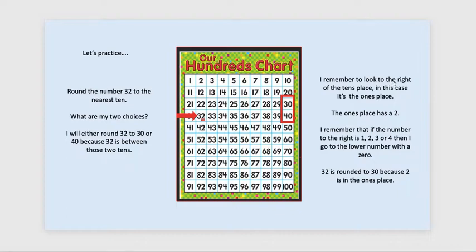I remember the rules, and I look to the right in the ones place, and there's a 2 right here. I've underlined it in red. And I remember that if in the ones place it's 1, 2, 3, or 4, then I go back. I go to the lower number with a 0. So because of this 2, I'm going to go back lower to the 30. 32 is rounded to 30 because of the 2 in the ones place.